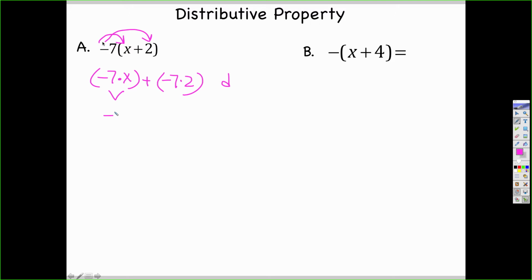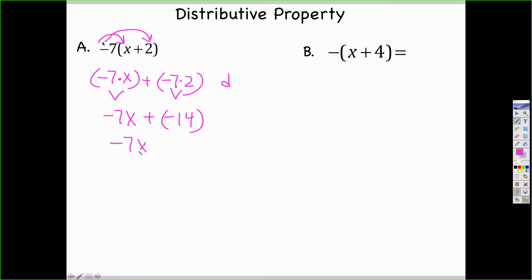Then we're going to simplify. -7x plus -7 times 2 is -14. And we have an answer. It's not quite, and we can improve our answer by simplifying it a little further. This isn't wrong, but we could be professional mathematicians here and write this in the algebra form.